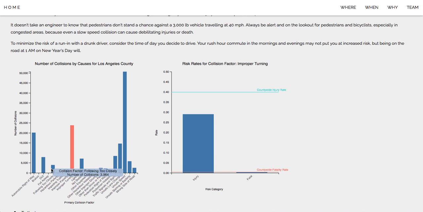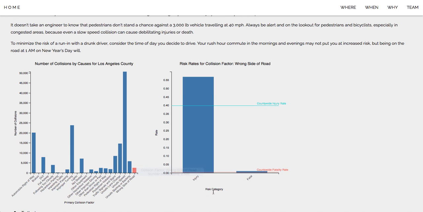Interesting insights here include DUIs, which result in nearly twice as many fatalities over the aggregate of all traffic collisions. Likewise, for wrong side of the road, we see driving on the wrong side of the road results in a greater proportion of injuries over the county-wide injury rate as well as fatality rates.